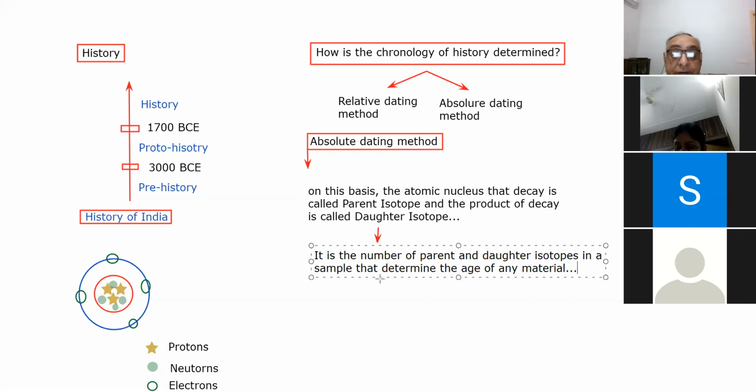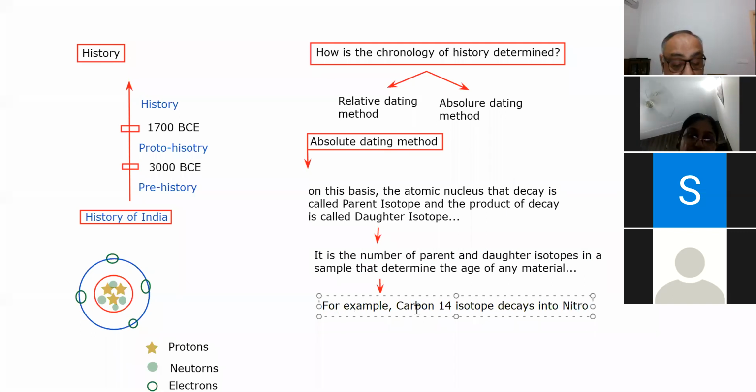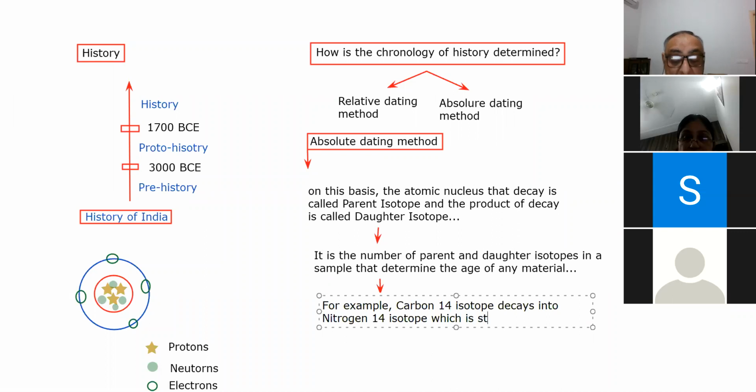For example, carbon 14 isotope decays into nitrogen 14 isotope, which is stable. So this is how decay happens: one element decays and becomes another element.